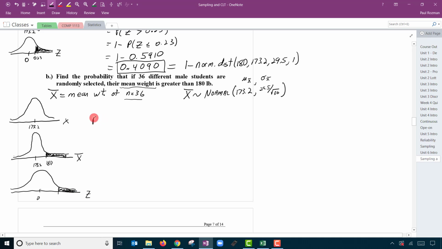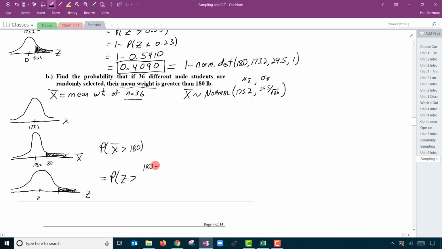So to write this out, we want the probability that the mean is greater than 180, which is equal to the probability that, I guess I should have drawn that next to this one. How about I do that? And the probability that the mean is greater than 180, which is the same as the probability that Z is greater than, and now we need to do the conversion.